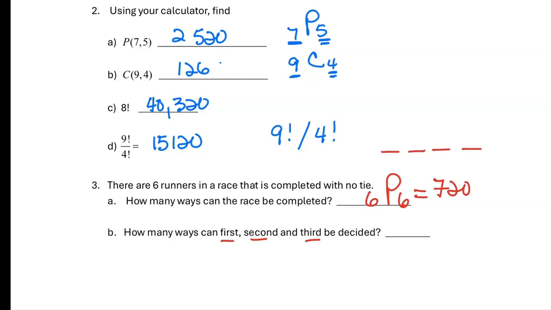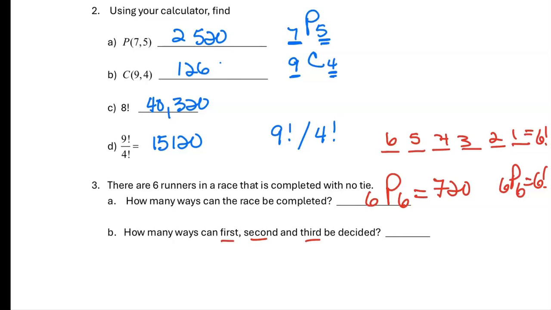If I had six runners, 1, 2, 3, 4, 5, 6, wouldn't I have done this? And doesn't that equal 6 factorial? And isn't 6 place 6 also 6 factorial? So excuse my quick error there, but hopefully that did not confuse you.